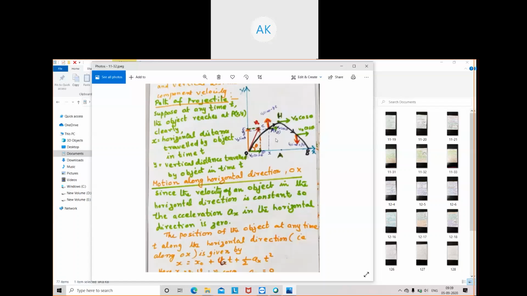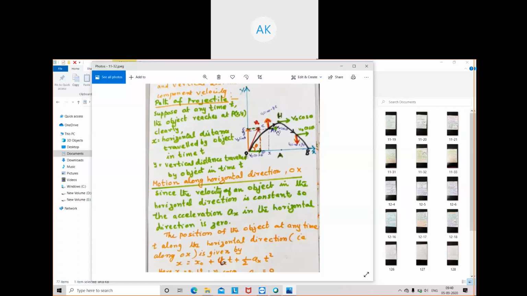They will take the same time because the path is symmetric. The path is symmetrical, so it will take the same time. This is the time taken to reach the highest point. Let us take that as small letter t. Time taken to reach the highest point is t, and time taken to descend is also t. So t plus t, 2 into small t, is the total time of flight.